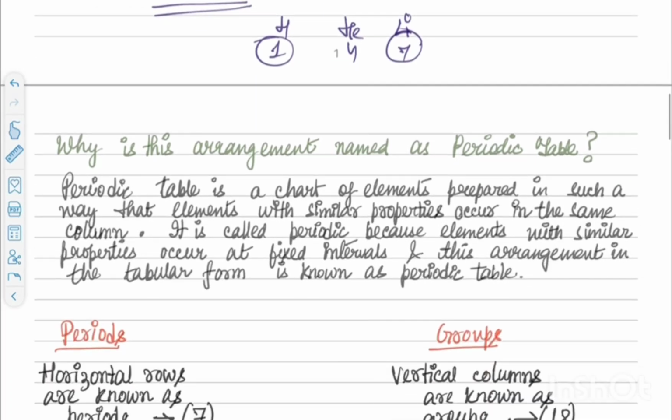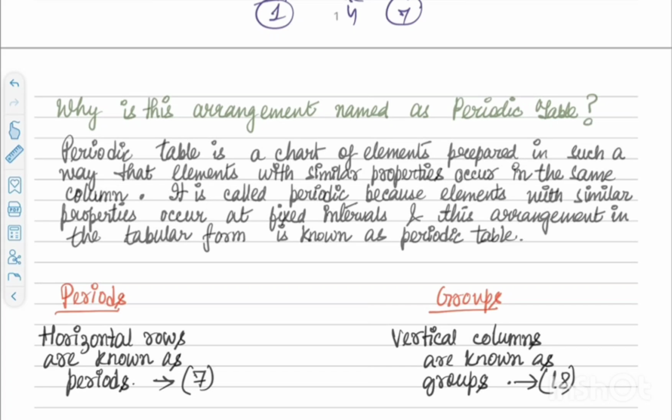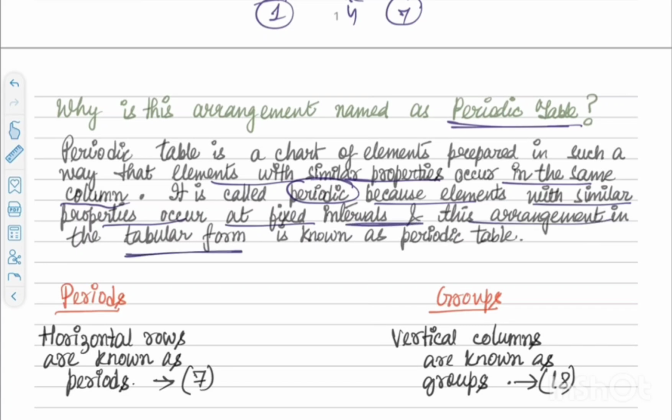This was considered, and he explained why the arrangement is known as the periodic table. It is basically a chart of elements where elements with similar properties occur in the same column. It is known as periodic because elements with similar properties occur at fixed intervals, and this arrangement in tabular form is known as the periodic table. Periodic means after a certain interval the same property is repeated, following a particular pattern. So this is why it is known as periodic.